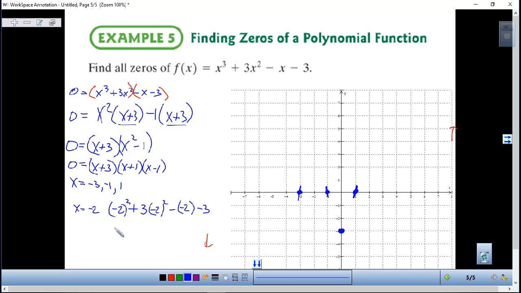So negative 2 to the third power gives me negative 8. Negative 2 squared gives me 4, times 3 gives me 12. Negative negative 2 gives me plus 2 and minus 3. So we have negative 8 plus 12, which is positive 4. Positive 4 plus 2 gives me positive 6. Positive 6 minus 3 gives me positive 3.